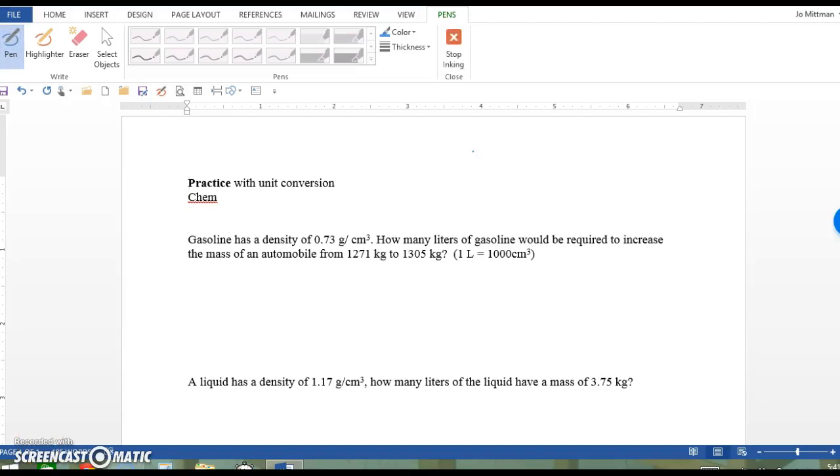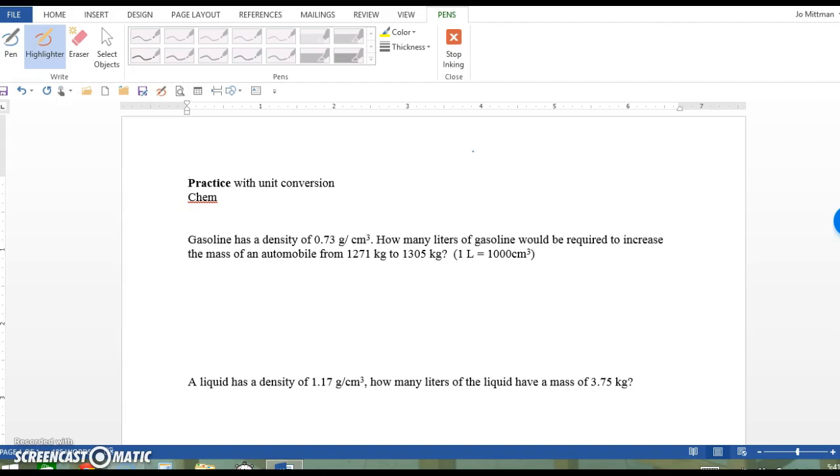All right, today we're going to practice showing you how to work through a word problem that has lots of different parts to it. Right now I see that it says gasoline has a density of 0.73 grams per centimeter cubed. It wants to know how many liters of gasoline would be required to increase the mass of a car from 1,271 kilograms to 1,205 kilograms. It also tells me the conversion between liters and cubic centimeters.